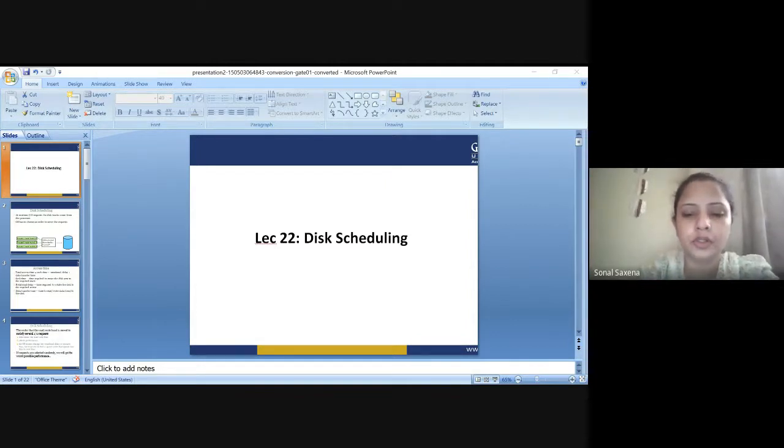Now, before understanding what exactly is disk scheduling, let us first understand the objectives of disk scheduling. The objectives are to select a disk request from the queue of input output requests and decide the schedule when this request will be processed. The second objective is to reduce the seek time. The third objective is to increase the throughput, the average number of requests satisfied per time unit.